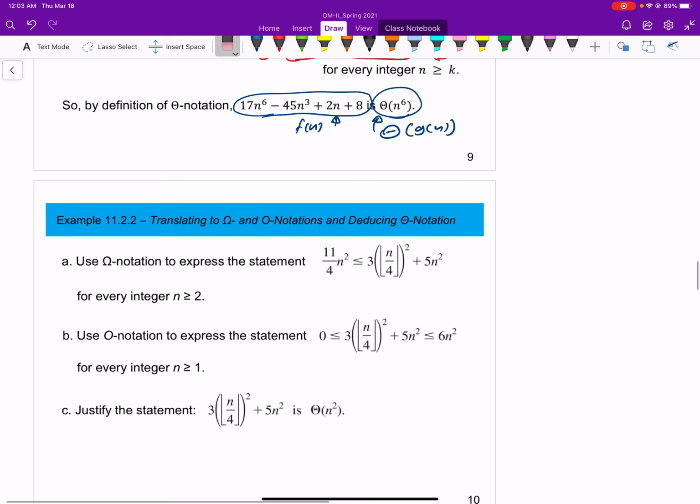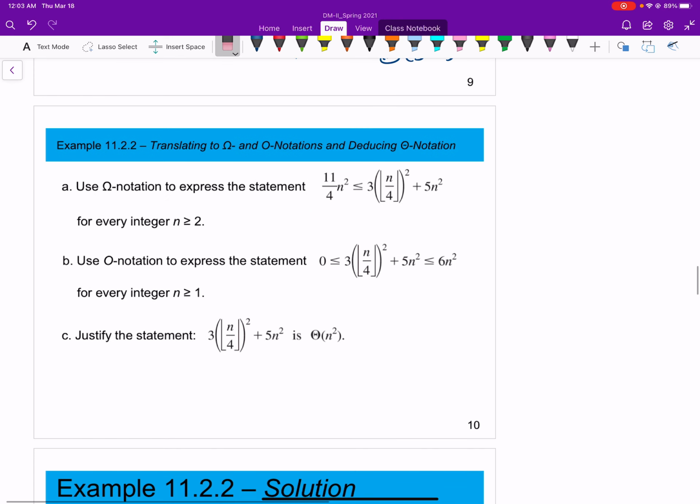Now go down. We move to the next example, Example 11.2.2. Part A of the problem, use Omega notation to express the statement. This is the statement given to you: for every n greater than or equal to 2. That means this condition is true when n is greater than or equal to 2.